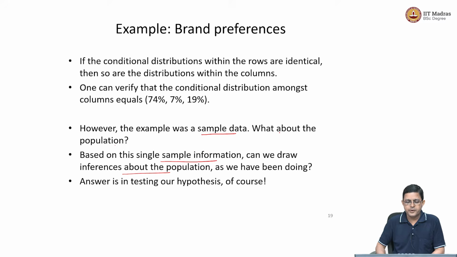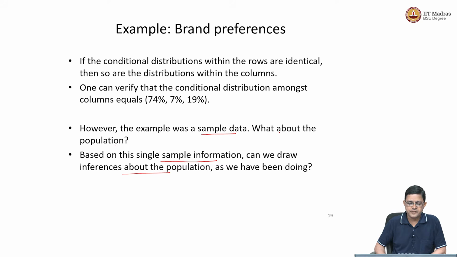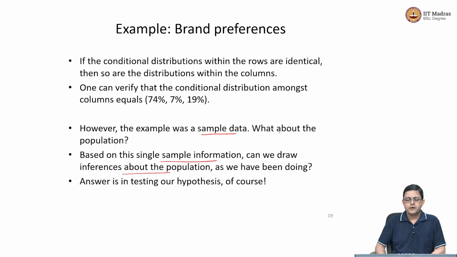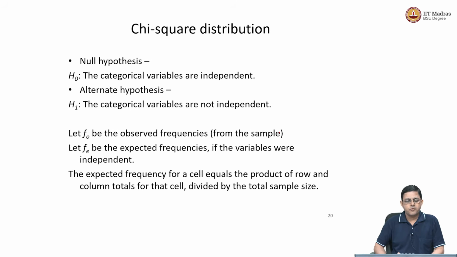So how are we going to do this? We are going to do this by testing a hypothesis. Obviously, that is what we have been doing for inferences. Remember from your BDM course, how do we infer about the population? We infer about the population by running a hypothesis test. This is a special hypothesis test because it has a very different test statistic.